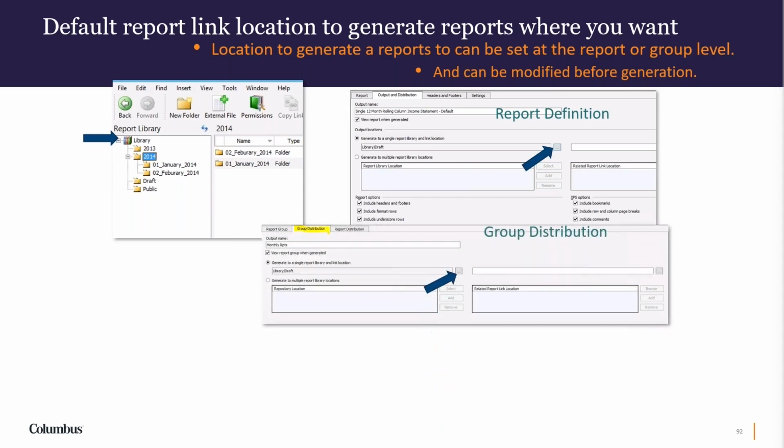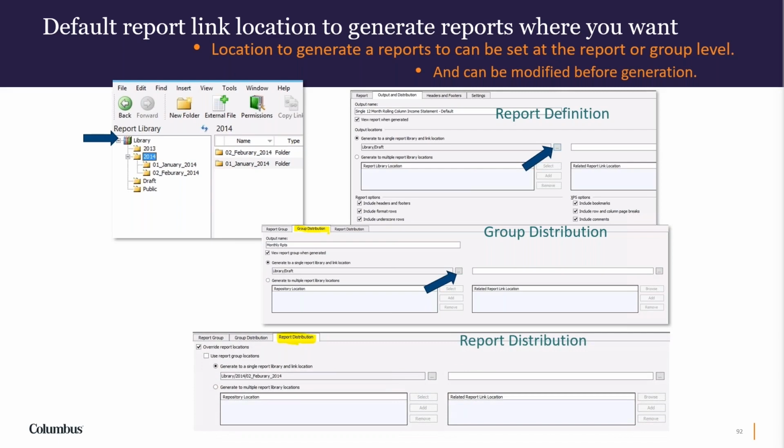If you are running reports with a report group, you have a couple options to determine where the report generates to. First, on the Group Distribution tab, you can choose where you want the landing page to publish to in the library. That's that last page I showed you on the tips when we were doing the downloading. Next, on the Report Distribution tab, you have a few options to where the actual report's published to.